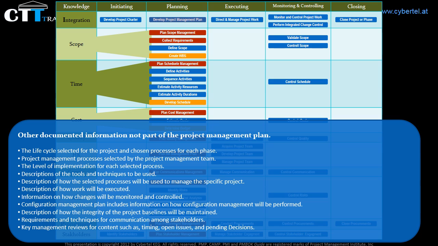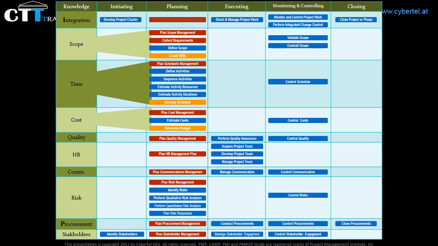Configuration management plan includes information on how configuration management will be performed. Descriptions of how the integrity of the project baselines will be maintained. Requirements and techniques for communication among stakeholders. Key management reviews for content such as timing, open issues, and pending decisions. And keep in mind, once the project management plan is baselined, it may only be changed when a change request is generated and approved through the Perform Integrated Change Control process.